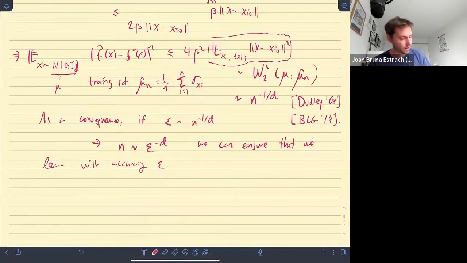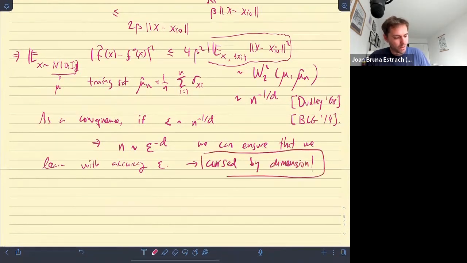So this is actually pretty bad, because this is really a warning. This is the phenomenon we refer to in the title of this section: cursed by dimension. What do we mean by saying the rate is cursed by dimension? Well, think for a second. You give me your prediction, I measure the error, and you make an error of, let's say, 10%. And then I say, well, I'm not very happy. I want the error reduced by half.